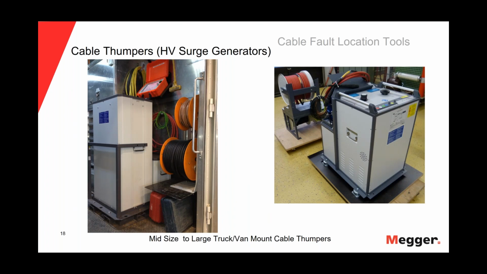The picture on the left-hand side shows a fairly large thumper mounted up into a trailer. You can see the radar up above it and a fairly long cable reel on the right-hand side. And then the picture on the right shows a truck mount thumper that's not yet installed. It's being prepared to be installed into a truck.